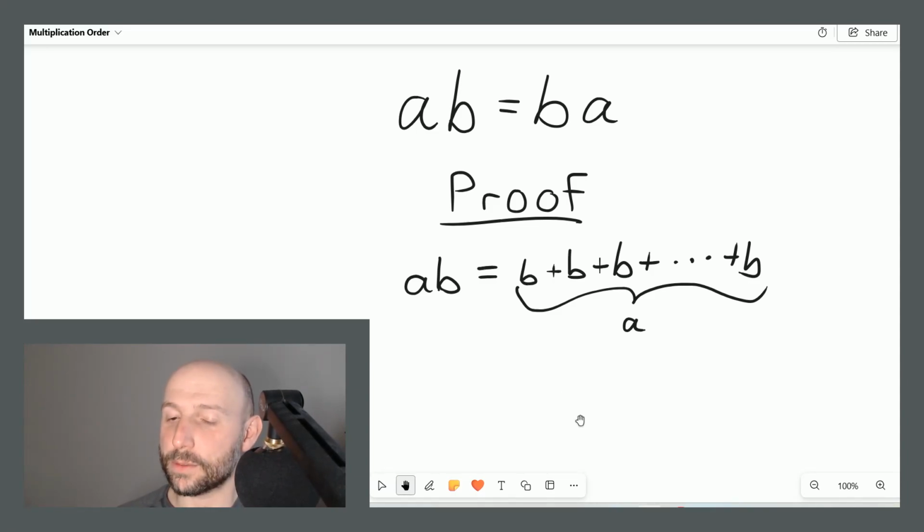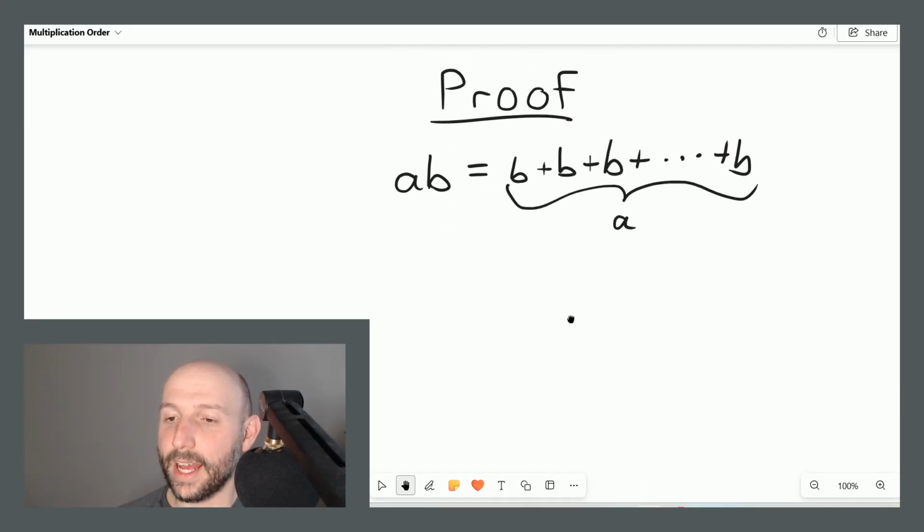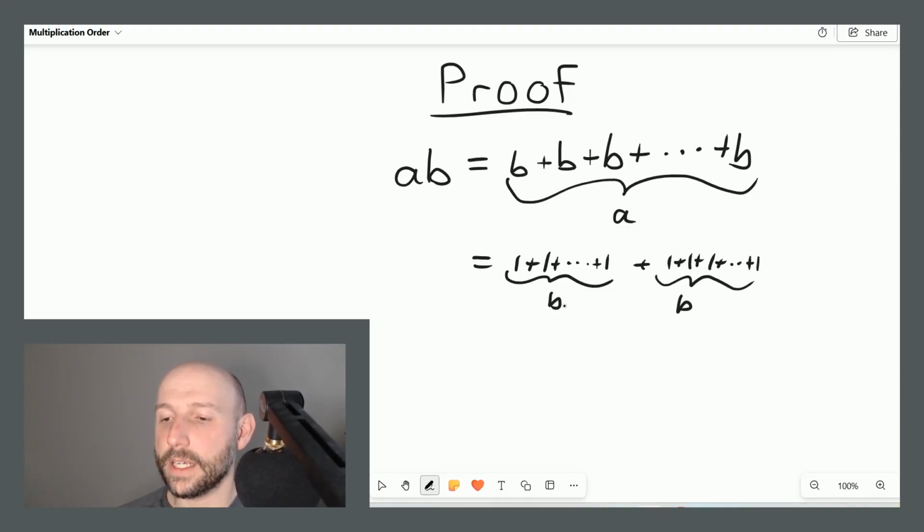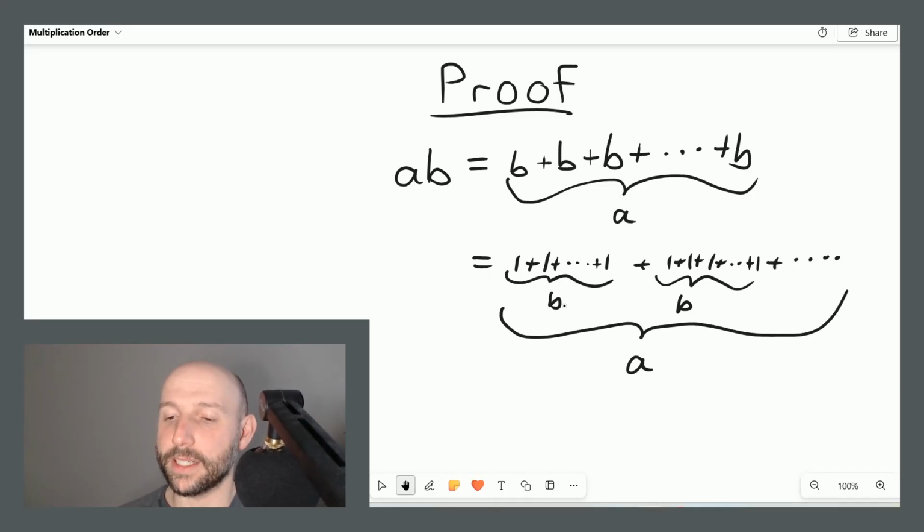Well, each of those B's is just 1 added a number of times. So we could write 1 plus 1, and so on, B times, plus 1 plus 1, and so on, B times, and we just keep doing that. And how many of these groups of 1's added B times do we have? Well, we have A of them, right? Because B is added A times.